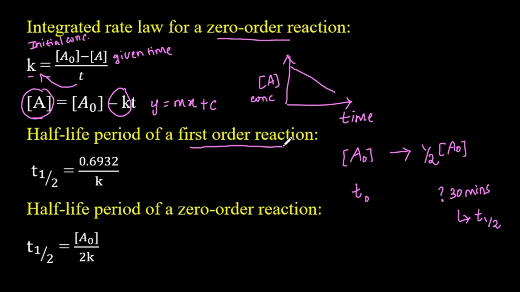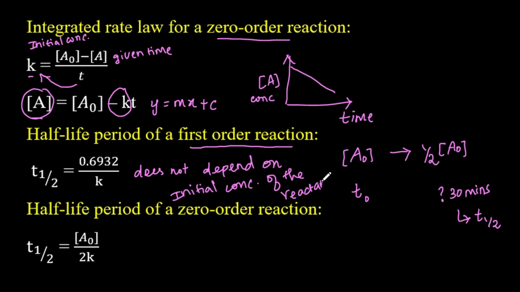For a first order reaction, half-life is given by the formula t1/2 is equal to 0.693 divided by k. So here the half-life of the reactant does not depend on the initial concentration of the reactant. As you can see, it depends on the rate constant, but it does not depend on the initial concentration because the concentration term is missing.